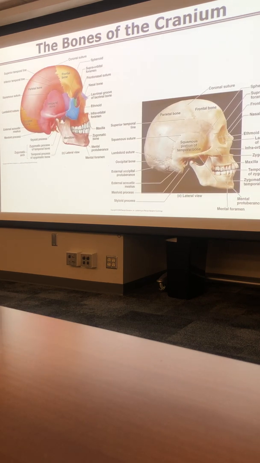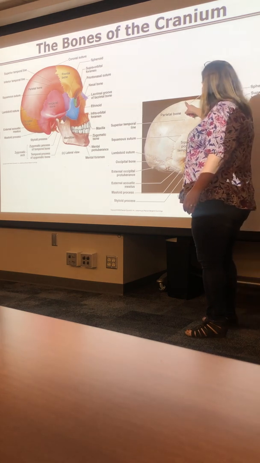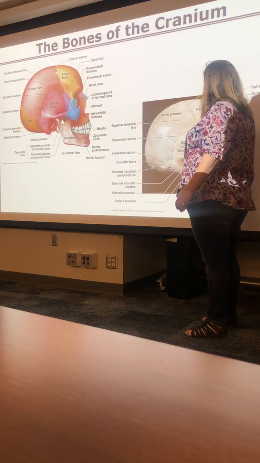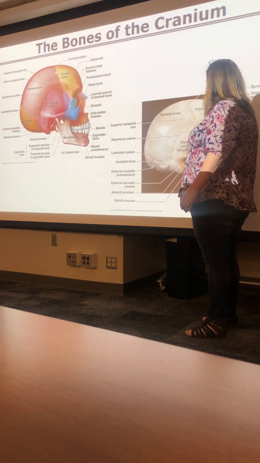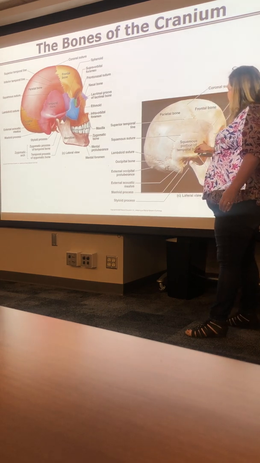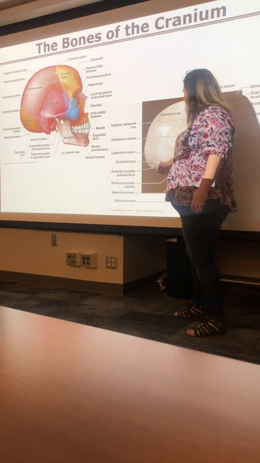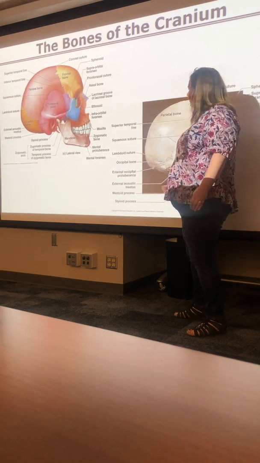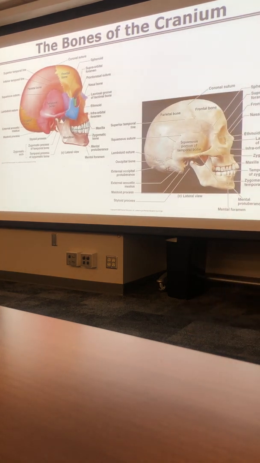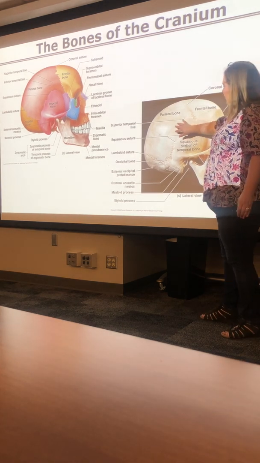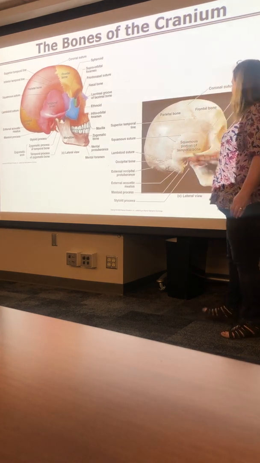From this lateral view, you can see the coronal suture here between the frontal bone and one of the parietal bones. You can see also one of the squamosal sutures here. You can also see a portion of the lambdoid suture here. Bones that you're seeing, things like frontal bone, parietal bone, occipital bone, and temporal bone.